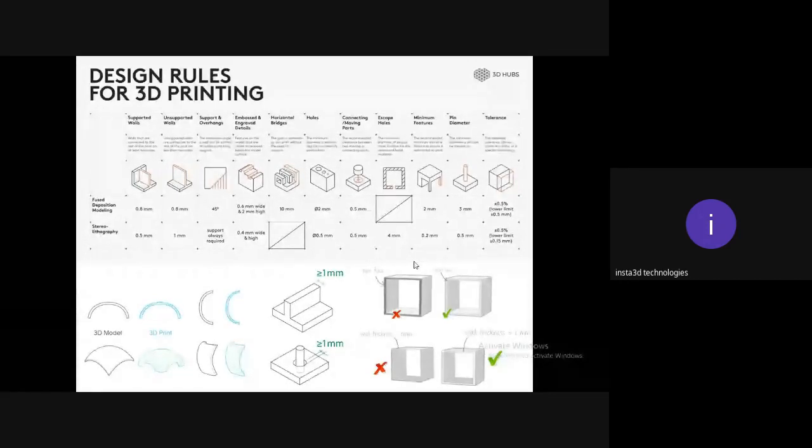Then another parameter is support and overhanging. It is a very important part in the 3D printing slicing technique, because supports, even if you consider a house construction, if you want to concrete a slab or some roof, we need to create supports. If there is no support, it will fall down.